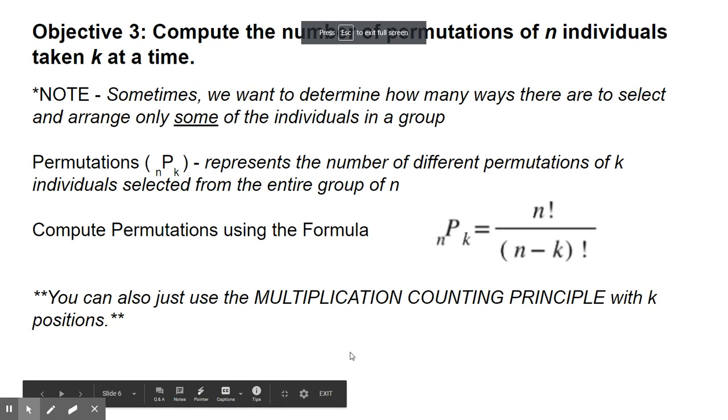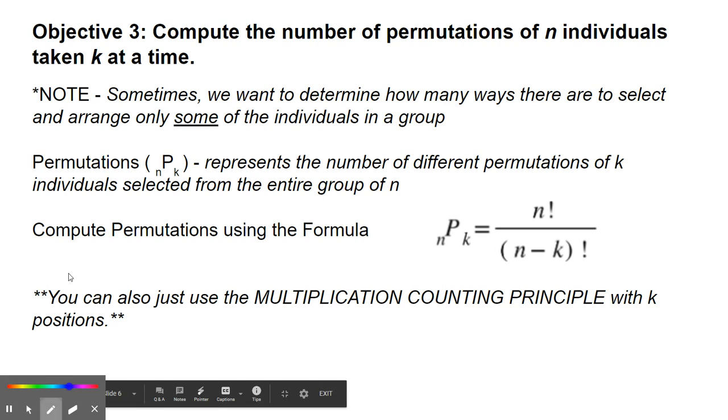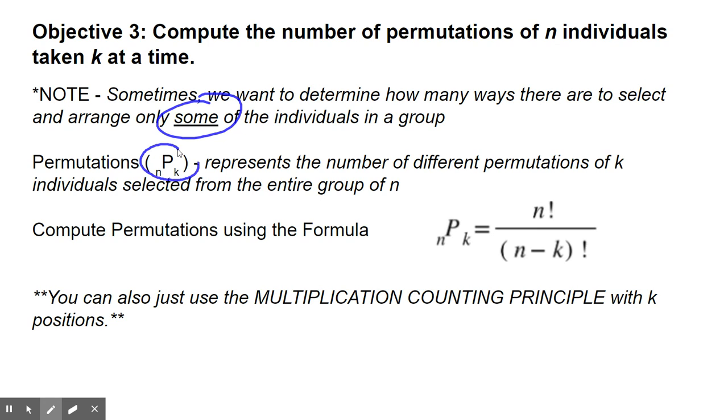Okay, so the third objective, most important objective. Here we're doing more permutations, except note here, sometimes we want to determine how many ways there are to select and arrange only some of the individuals in a group. So we might have more individuals than we do spots. Well, here's where our permutations come into play. And this is your notation, nPk. This says you want to represent different permutations of k individuals. So I'm choosing k from the entire group of n.